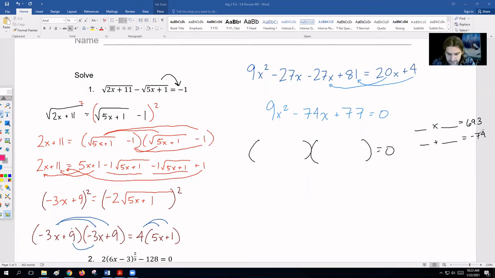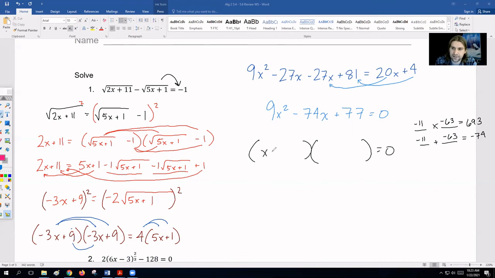So 693 divided by 18. No, what about 693 divided by 7? 7 and 99. No. Let's see, what about 21? 693 divided by 21, 21 and 33. No. What about 11? 11 and 63. There we go. So it'd have to be a negative 11 and negative 63.